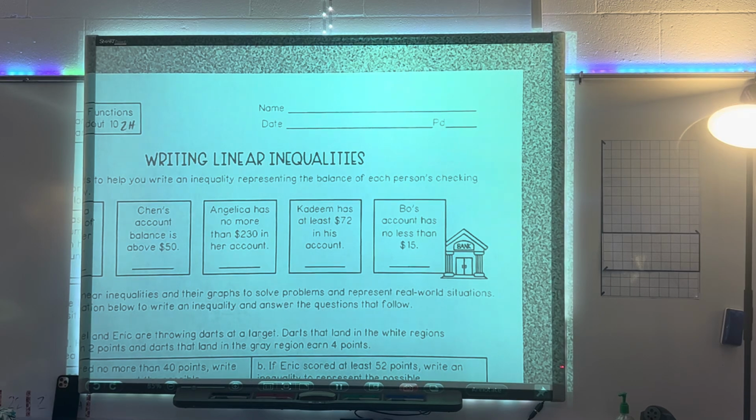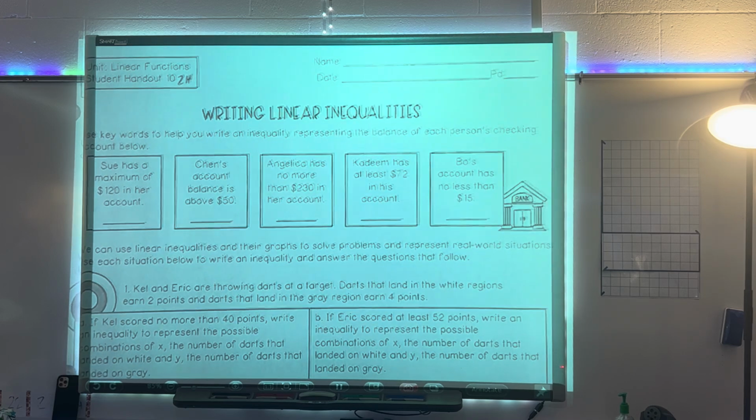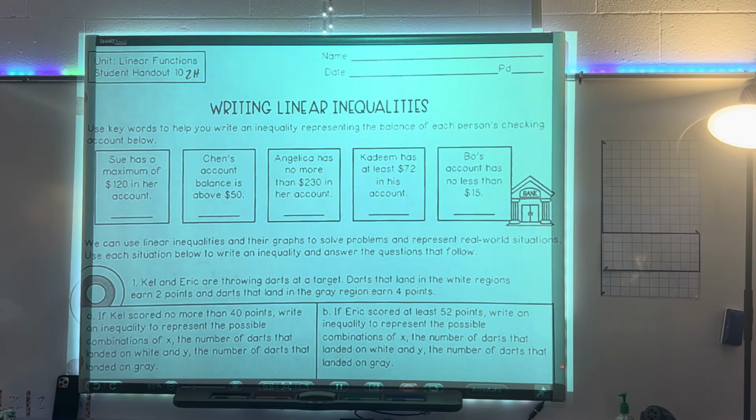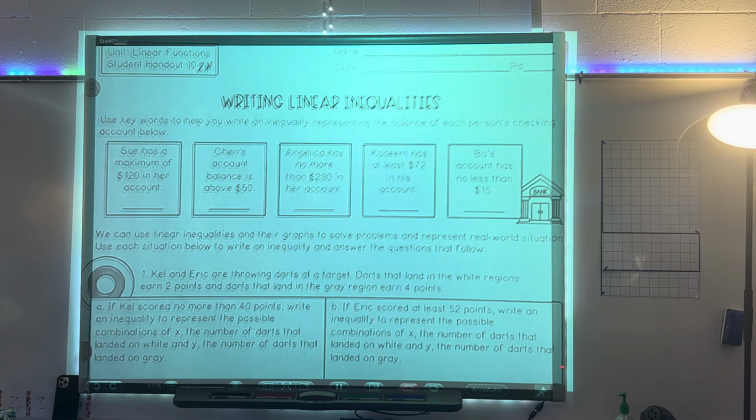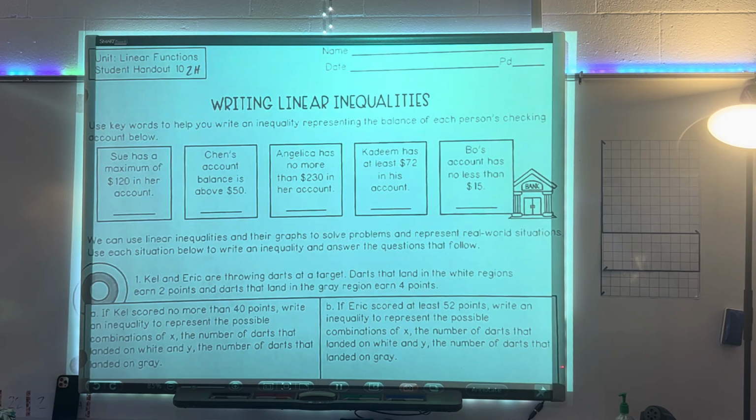Page 54, our TEK is 2H. This is our last lesson before we start getting ready for your test. It'll be next week. Okay, so writing linear inequalities. This is something we've already done this year. This is just kind of a recap of what we've done.